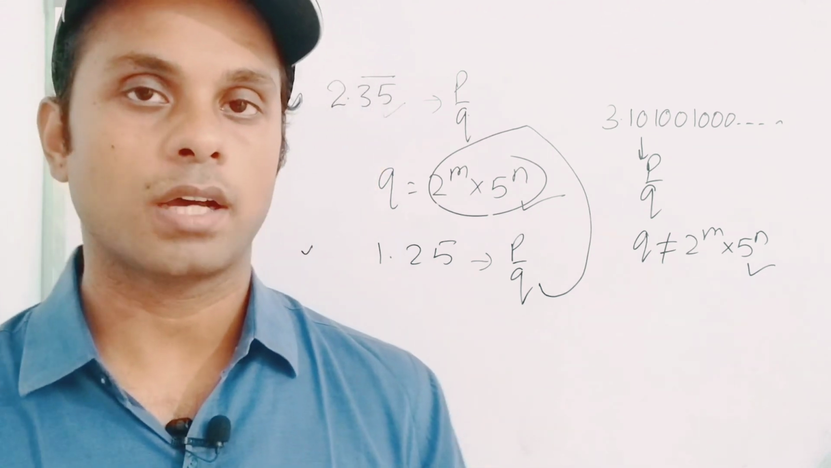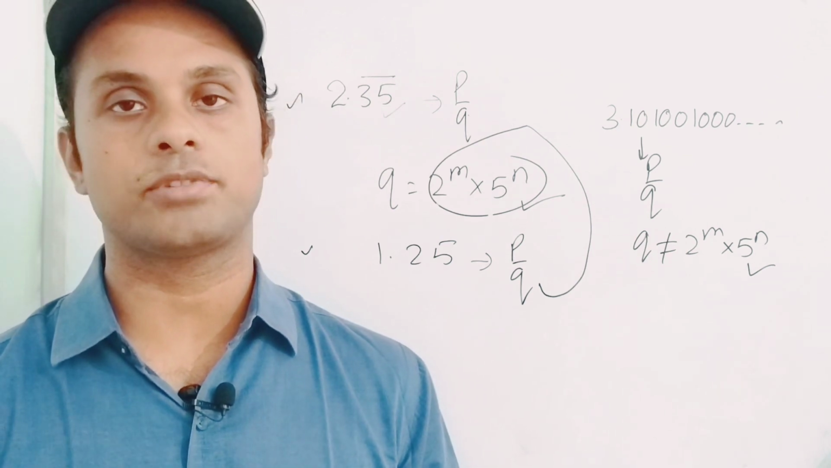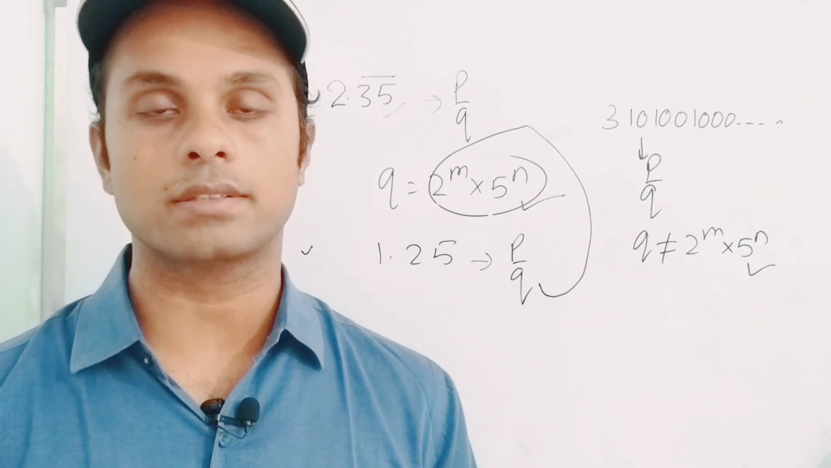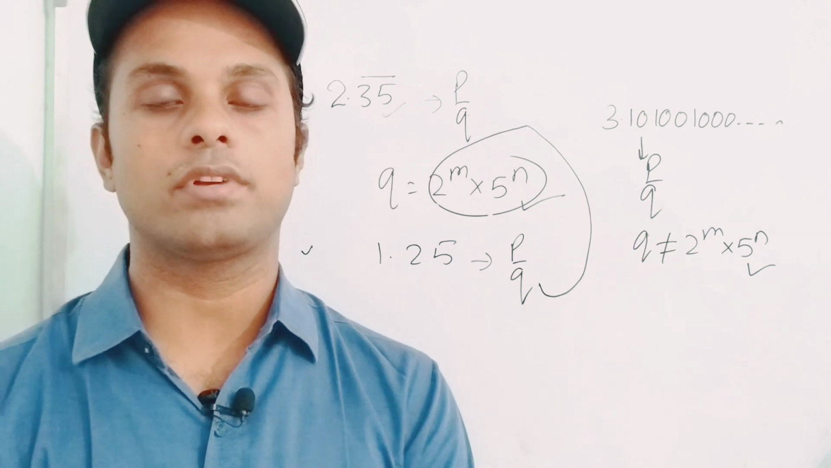So I hope I tried my best to clear your concepts regarding proving of irrational numbers and revisiting of terminating and non-terminating decimals.